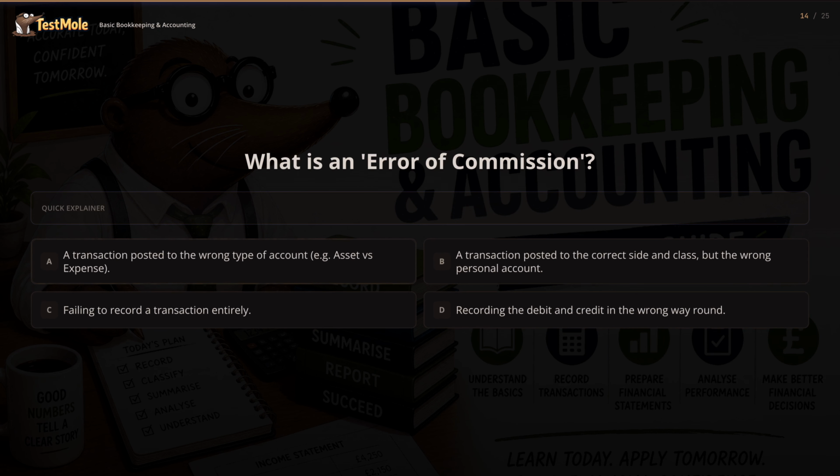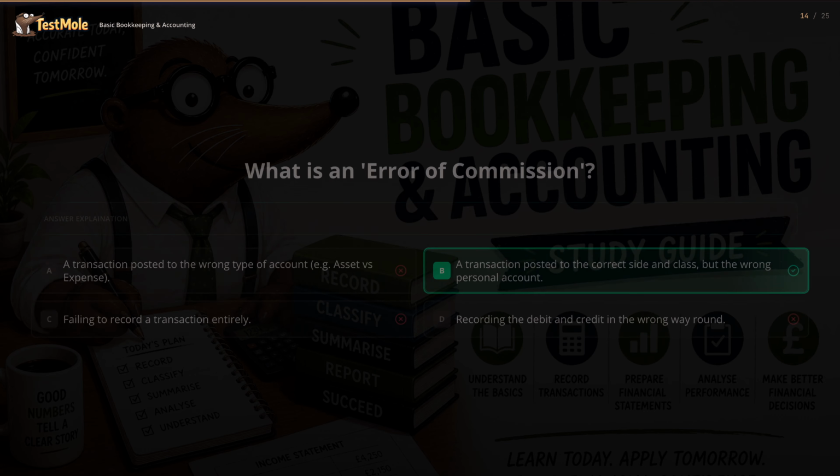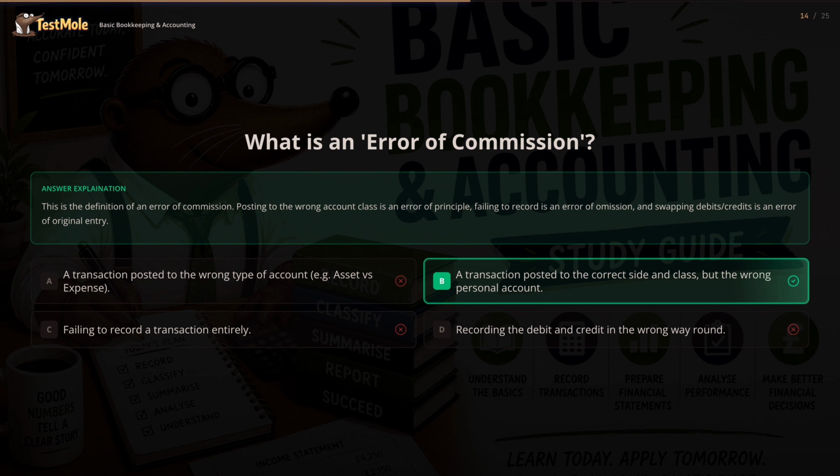The options are A. A transaction posted to the wrong type of account, e.g. asset versus expense. B. A transaction posted to the correct side in class, but the wrong personal account. C. Failing to record a transaction entirely. D. Recording the debit and credit in the wrong way round. The answer is B. This is the definition of an error of commission. Posting to the wrong account class is an error of principle, failing to record is an error of omission, and swapping debits/credits is an error of original entry.